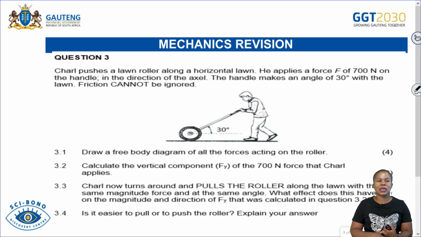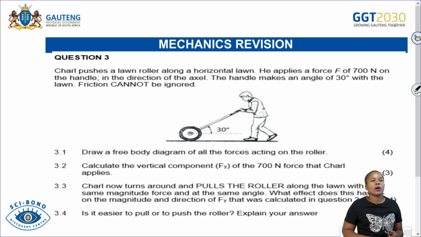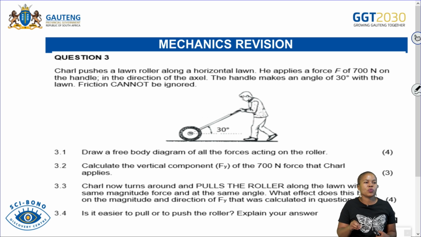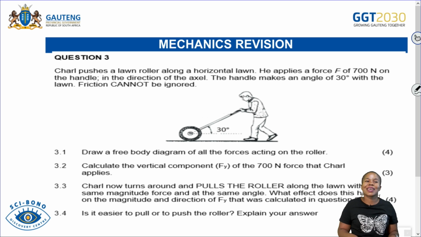Question 3 goes on to say, Charles pushes a lawn roller along a horizontal lawn. It's like he's cutting the grass. He applies a force F of 700 newtons in the direction of the axle. The axle makes an angle of 30 degrees with the lawn, so that means to the horizontal, and friction cannot be ignored. It's actually what's helping Charles to be able to cut the lawn or the grass.